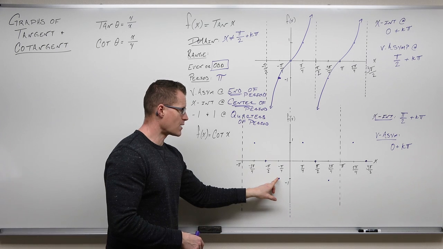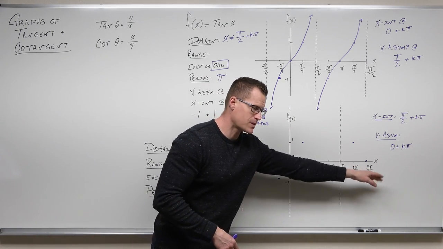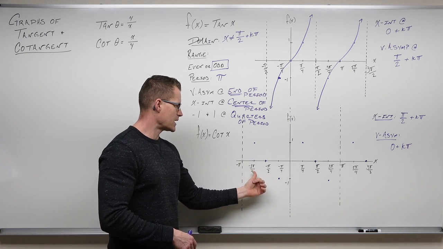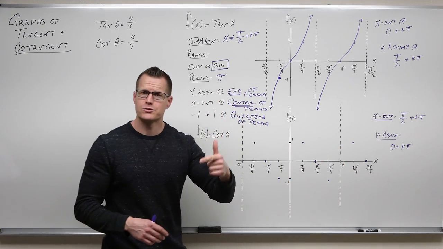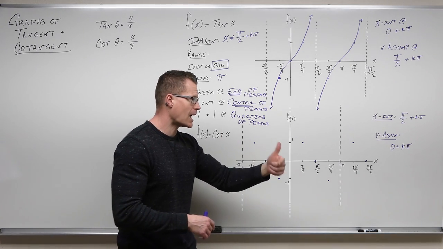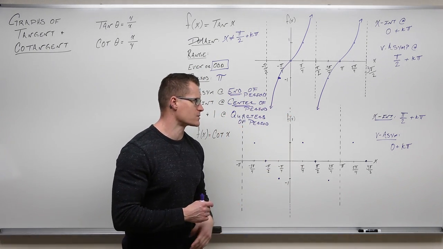If I take negative pi over 4 and I add pi, I'm at 3 pi over 4. Add pi again, I'd be at, well, whatever. It's past that. If I take negative 3 pi over 4 and add pi, I'm at pi over 4. Add it again, I'm at 5 pi over 4. It's repeating every pi. Every time I add pi, it repeats that output, just like we did for x-intercepts, just like we did for vertical asymptotes.